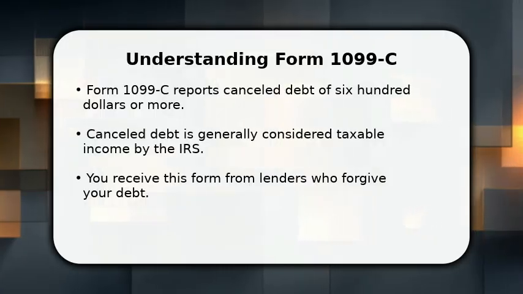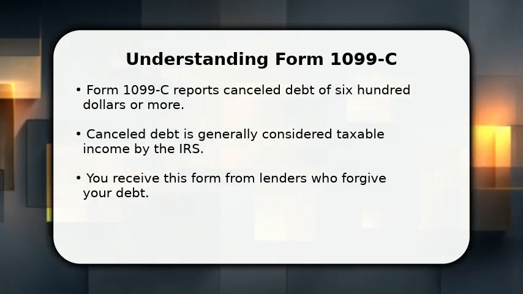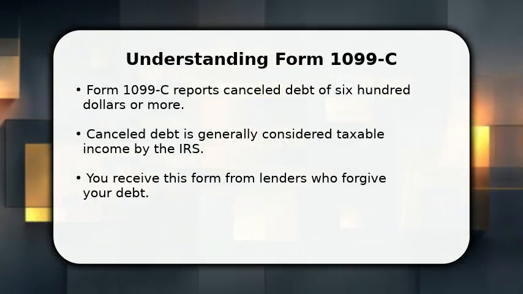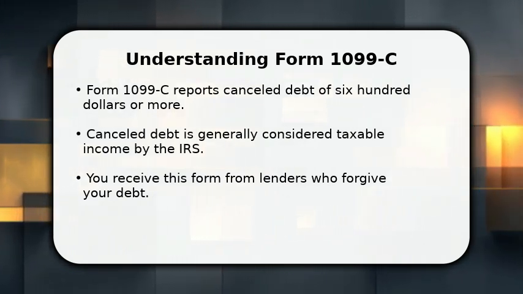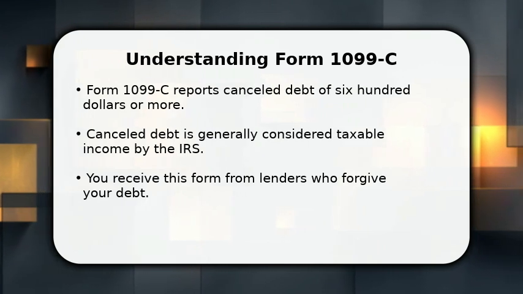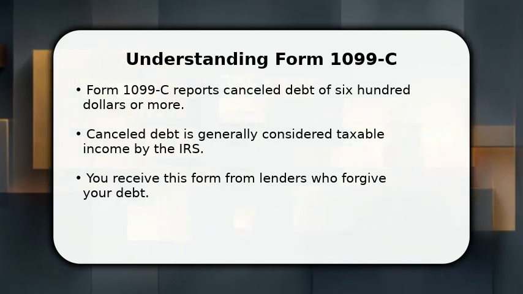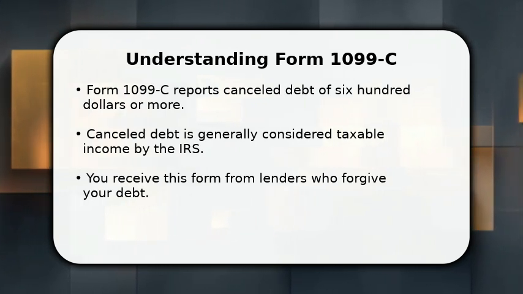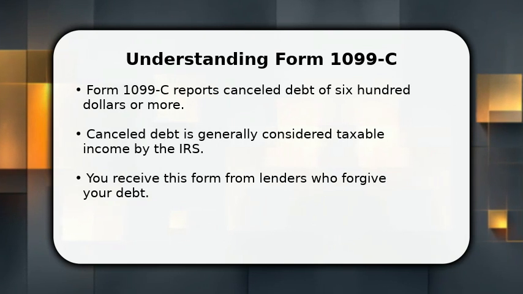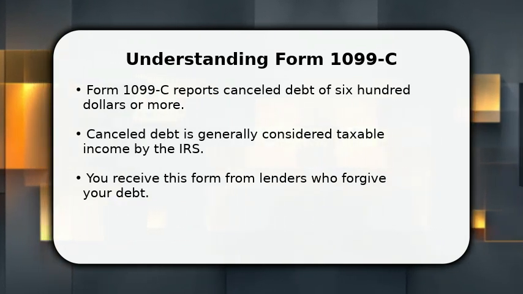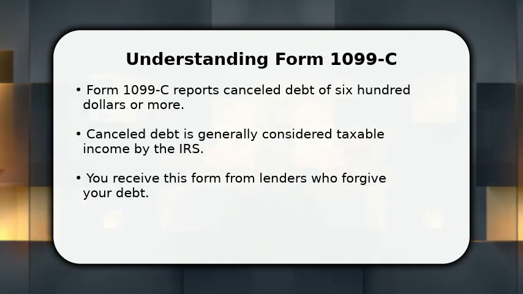In this video, I will explain how to file Form 1099-C. This form is issued by lenders when they cancel a debt of $600 or more. It's crucial to understand that canceled debt is typically considered taxable income by the Internal Revenue Service. Receiving this form means a lender has forgiven a portion of your debt, and you'll need to report it on your tax return. Always double-check the information on the form for accuracy before proceeding with your tax filing.